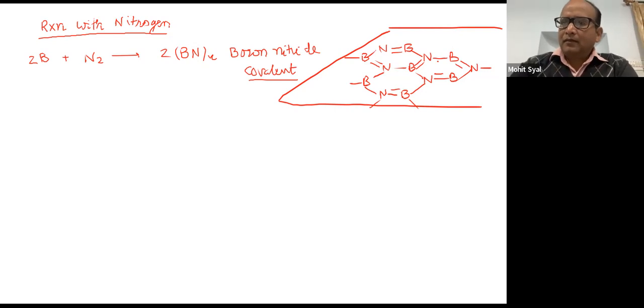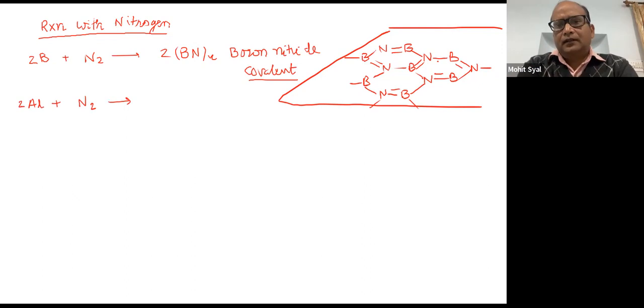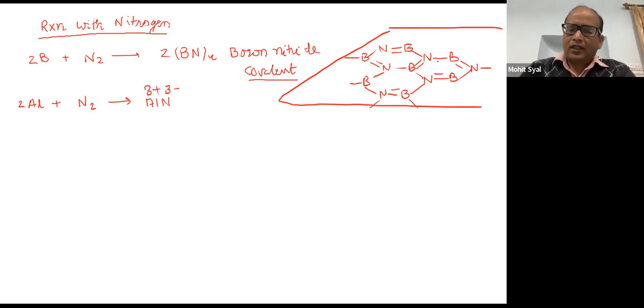Similarly, aluminium can form nitride at a very high temperature, AlN. So this is +3 and this is -3. Aluminium is a metal, and because it is a metal, it forms an ionic compound: +3 on aluminium and -3 on nitrogen in the nitride.